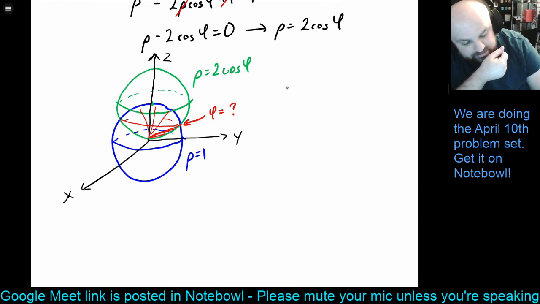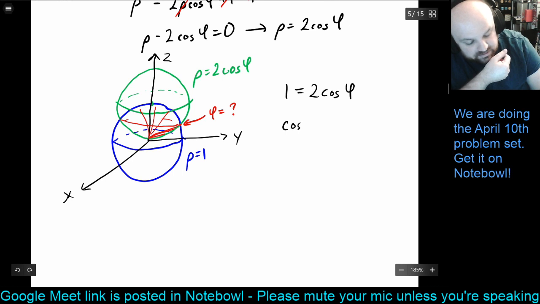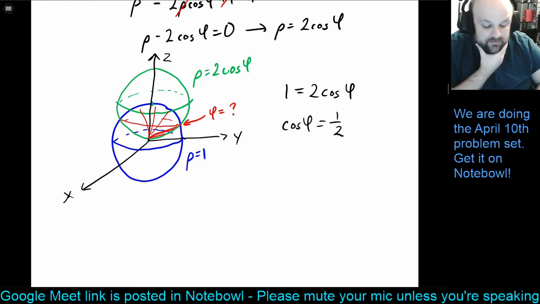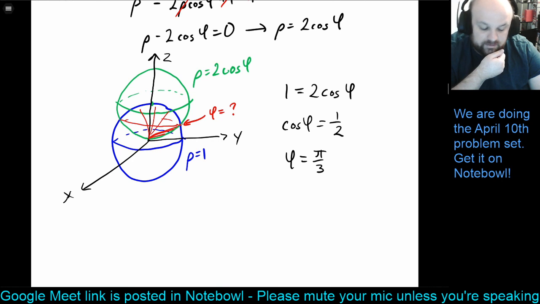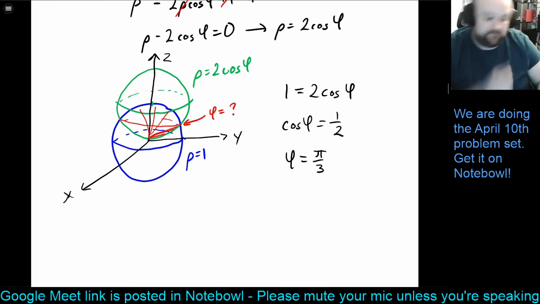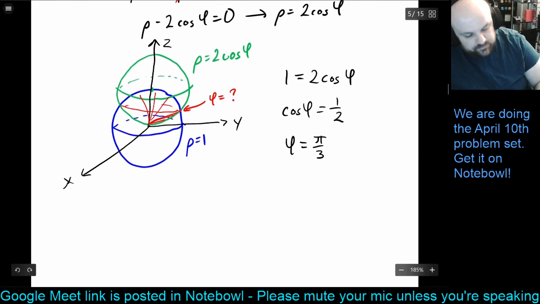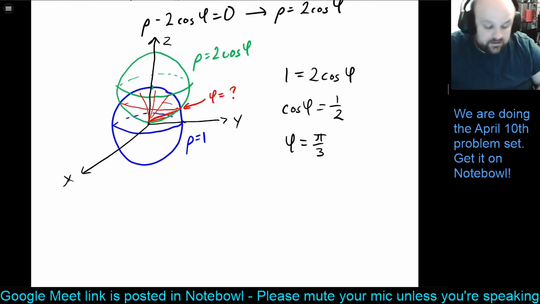So if we set them equal, we get 1 equals 2 cosine of phi. So cosine of phi is 1/2. And phi here then is, to make cosine equal to 1/2, phi equals pi over 3. So it's saying falling all the way down to here, it's pi over 3. Okay. So the volume of this shape, that's what we're computing, yeah, the volume.